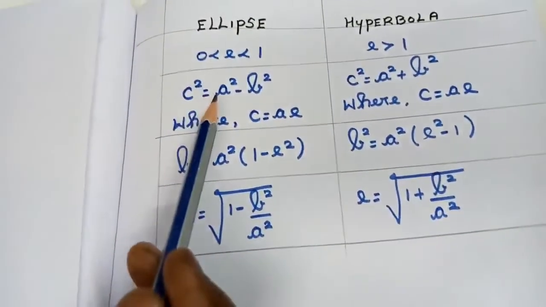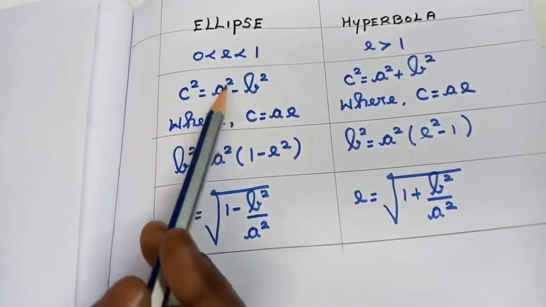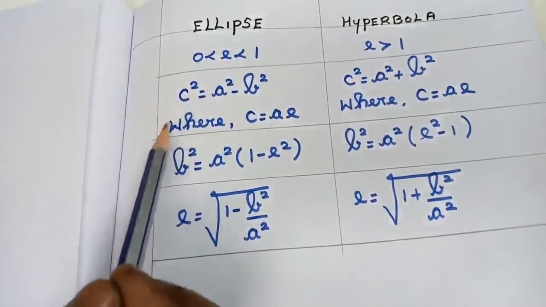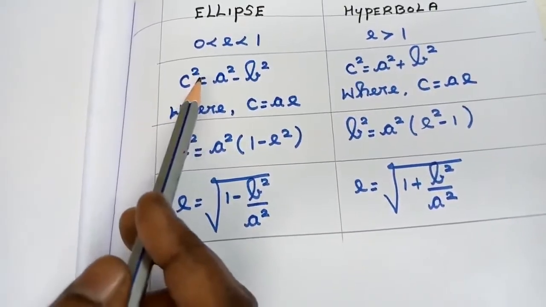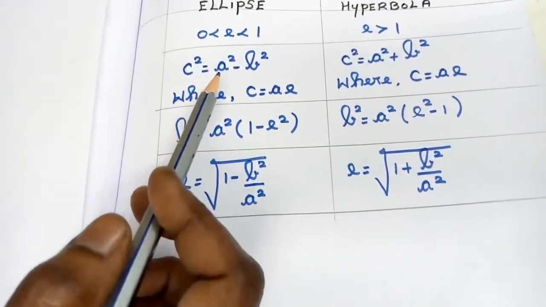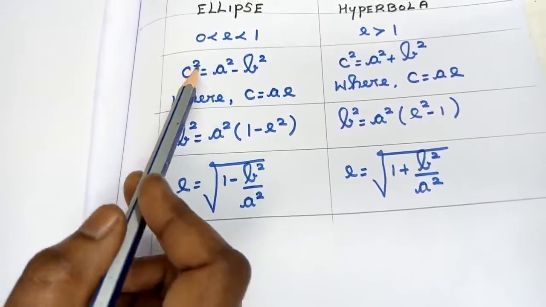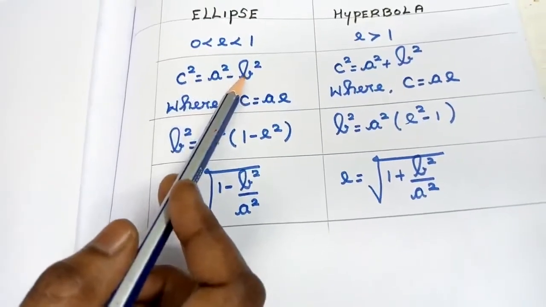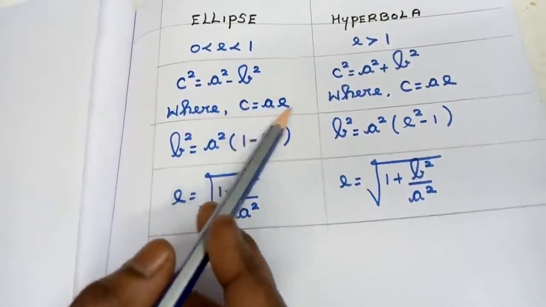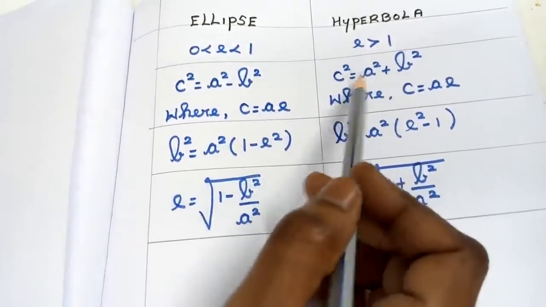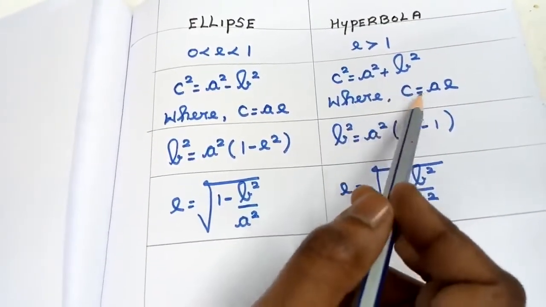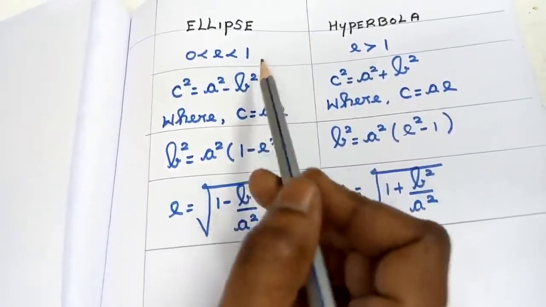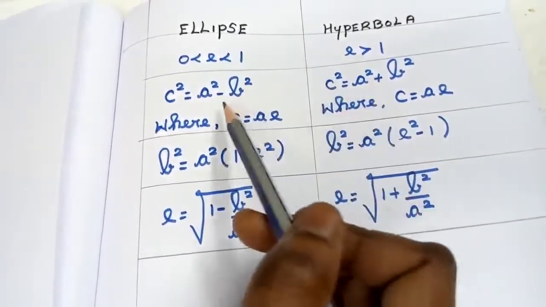You are going to have three alphabets, that is A, B and C. All those theoretical concepts we will see in detail afterwards. Now I am just telling you the outline of the concept. C square is equal to A square minus B square, where C is equal to A into E. Similarly, for hyperbola, C square is equal to A square plus B square, where C is equal to A into E. So what is the difference between ellipse and hyperbola in this case?